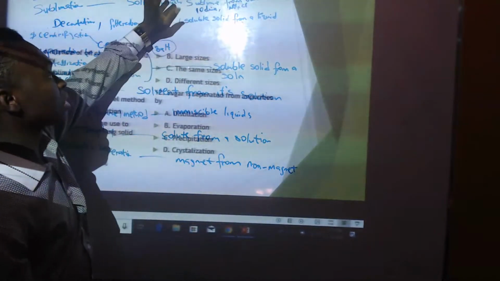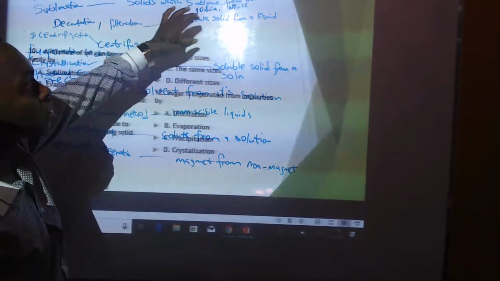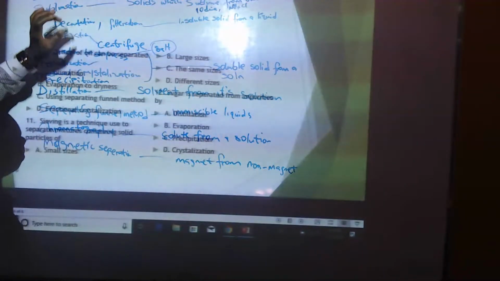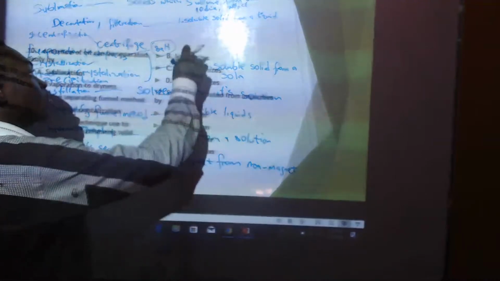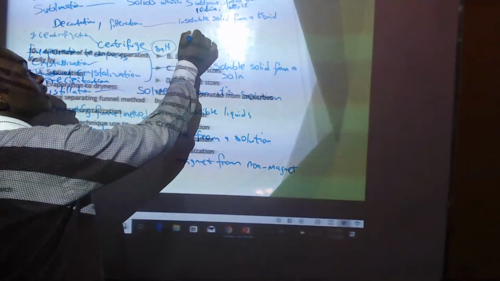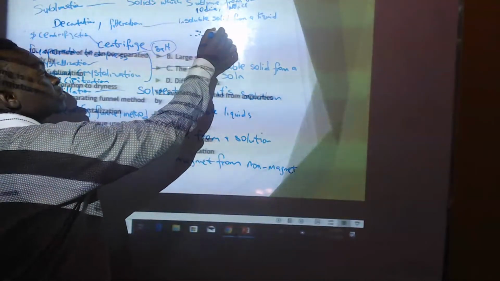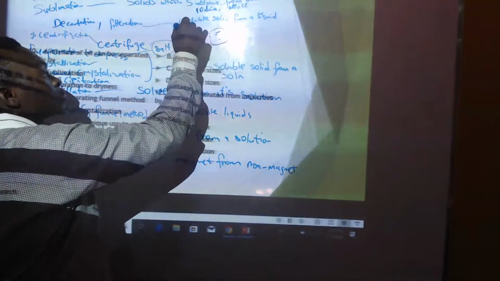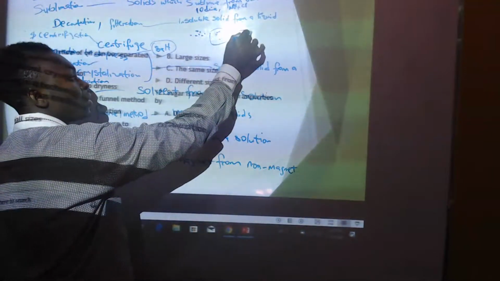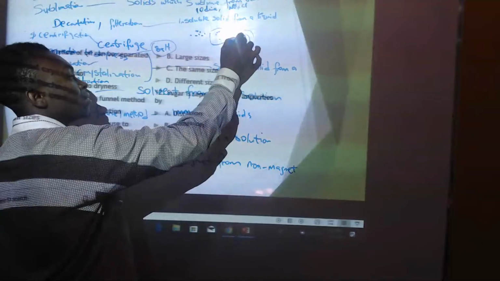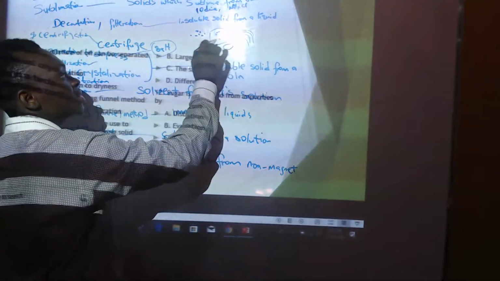Now, decantation, filtration, centrifugation: these separate an insoluble solid from a liquid. I told you how decantation is just our natural way of doing things. Once you have chalk particles, or let me say dust particles, in your water and you don't want to filter them off, you just decant. That means you pour the liquid gently down until you are left with what you want inside.